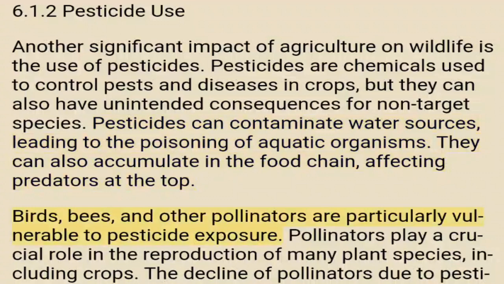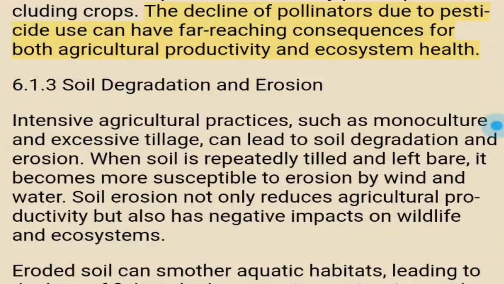Birds, bees, and other pollinators are particularly vulnerable to pesticide exposure. Pollinators play a crucial role in the reproduction of many plant species, including crops. The decline of pollinators due to pesticide use can have far-reaching consequences for both agricultural productivity and ecosystem health.